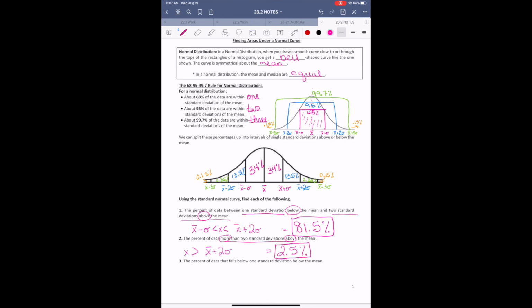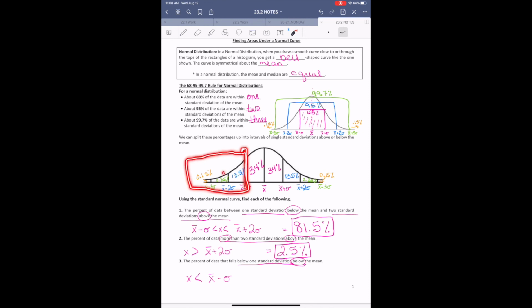Okay. And number 3, the percent of data that falls below 1 standard deviation below the mean. So we are subtracting mean minus 1 standard deviation, and we're looking for data that falls below. So when you think about falls below, right, that means everything less than this value. So we're going to say x is less than 1 standard deviation below the mean. Look at your bell curve. Here's my 1 standard deviation below the mean. Add those values up.